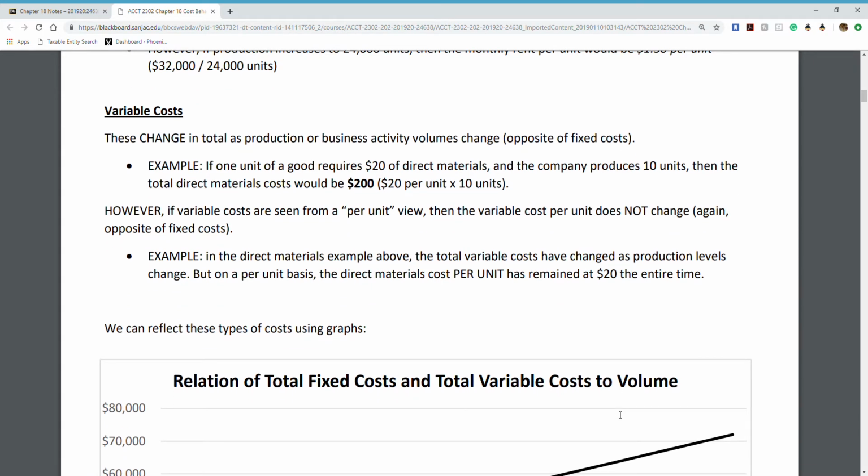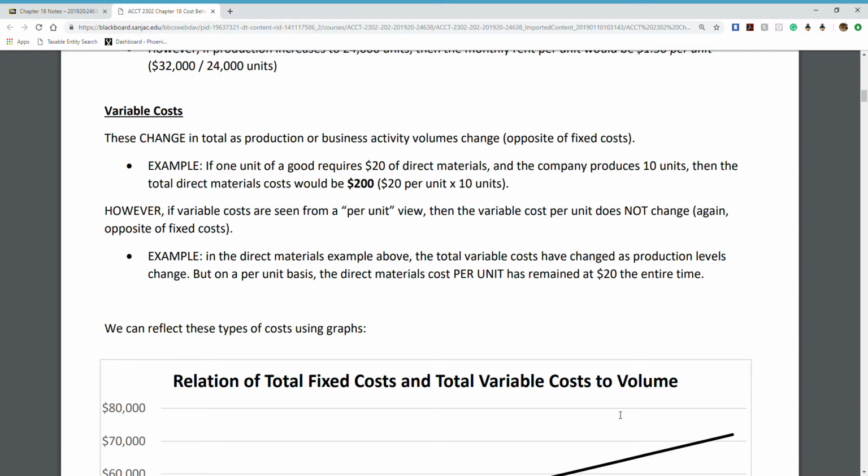Now, variable cost is coming back too. And variable cost does change when we look at the total production of a business. As the volume changes, variable cost will change. But when we look at the per unit view, it doesn't change. We know exactly how much direct materials, how much labor, how much overhead is probably going to be involved with each of our units. So at a per unit state, variable cost does the flip. It is constant.